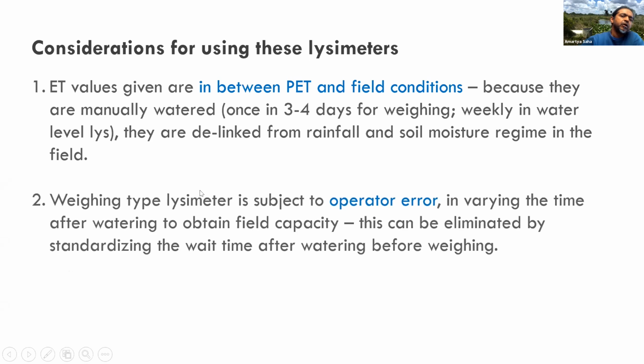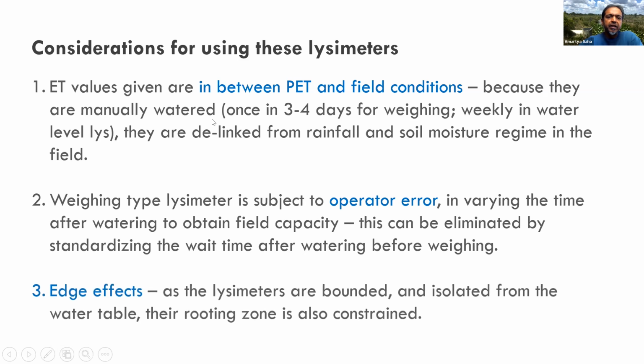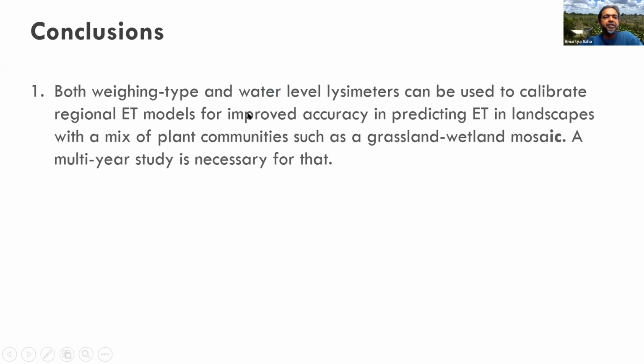The weighing type lysimeters can also be subject to operator error, basically because initially we watered the plants to saturation and then to field capacity, and then we weigh it. So if somebody were to wait for a lesser time, then the weights could be different. Also, because these plants are grown in pots, their roots are constrained to a certain zone, and so therefore there can be edge effects. So these are some considerations to be used while using these lysimeters.